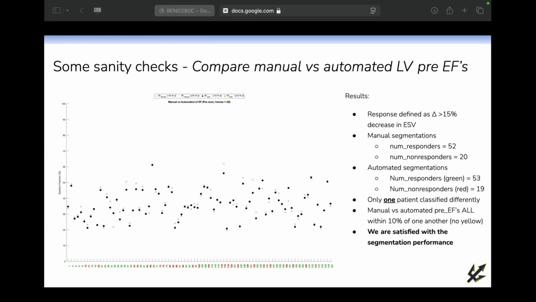This corresponds to green and red on the x-axis, so green responder, red non-responder. This suggests that one patient may have been right on the cusp of 15%, resulting in a different label between automated and manual. So all in all, I was pretty satisfied with the segmentation performance without having to load every single patient and time point into ITK Snap. But again, we could do that just to confirm that the absolute values are correct.